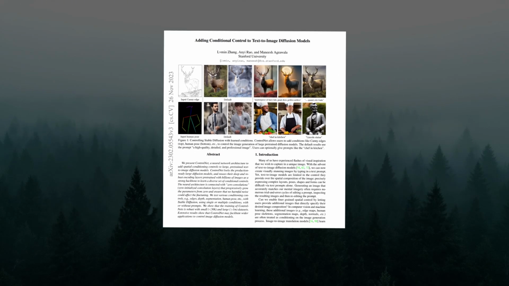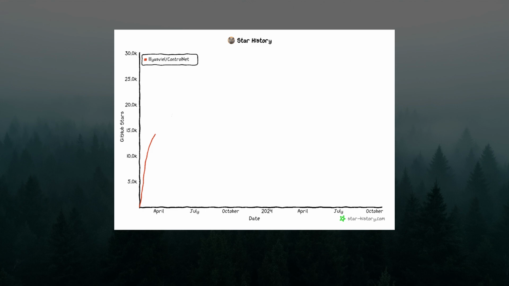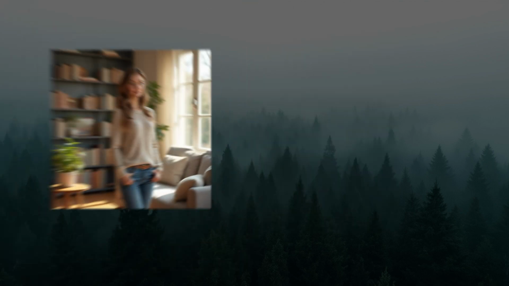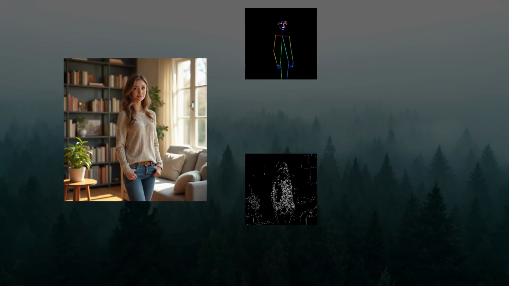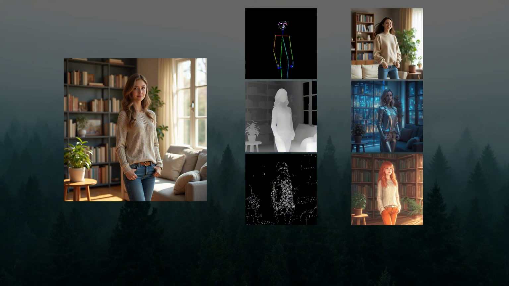ControlNet is a neural network structure that allows adding additional conditional constraints when generating images with diffusion models. Since its release in early 2023, it has become an indispensable part of the diffusion model, SD, Flux ecosystem. With ControlNet, you can generate images that align with the lines, depth, poses, and other attributes of an input image.